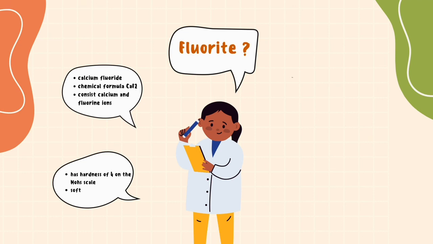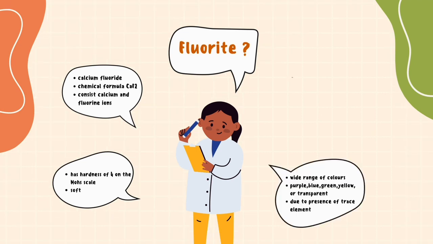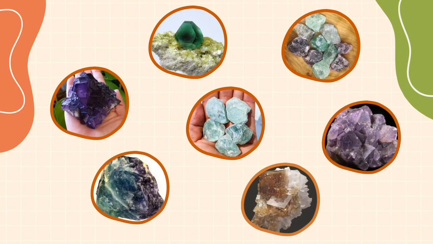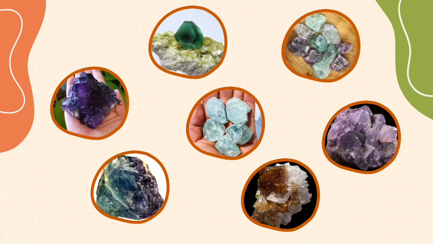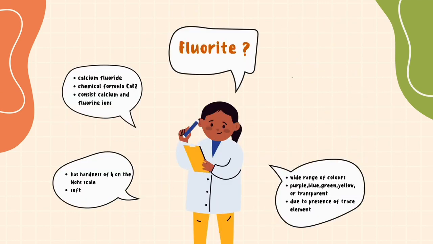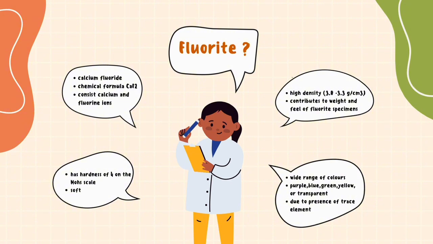Next, one of the most captivating features of fluorite is its wide range of colors. Colors can include purple, blue, green, yellow, and even clear or transparent crystals. The variety in color is often due to the presence of trace elements during its formation. Lastly, fluorite has a relatively high density, ranging from 3.0 to 3.3 g/cm³, depending on impurities. The density contributes to the weight and feel of a fluorite specimen.